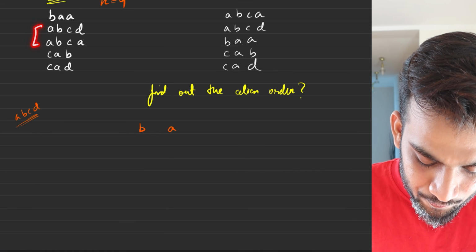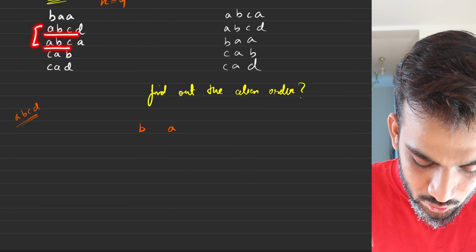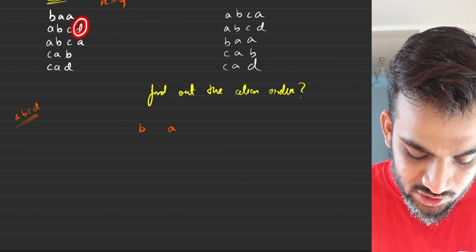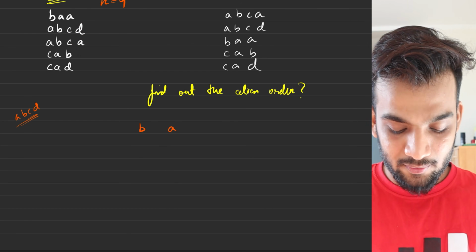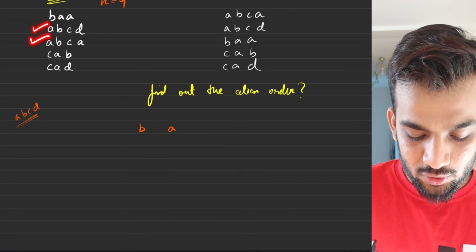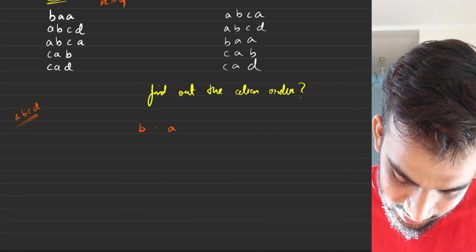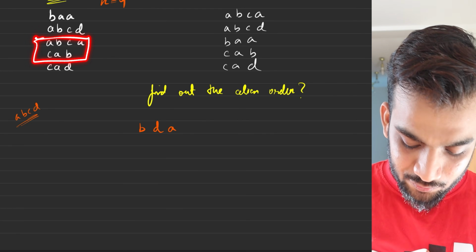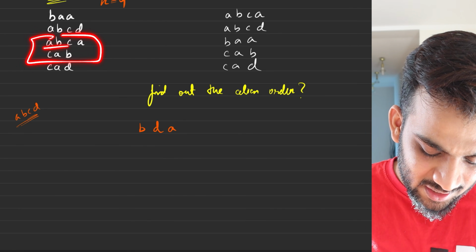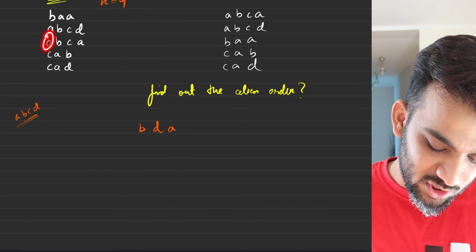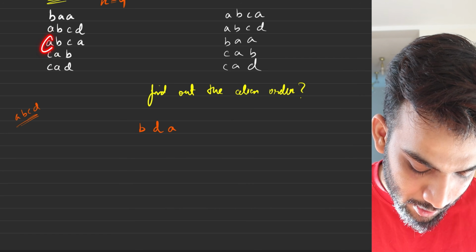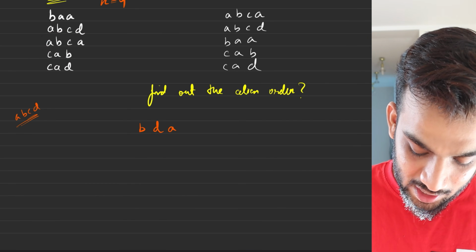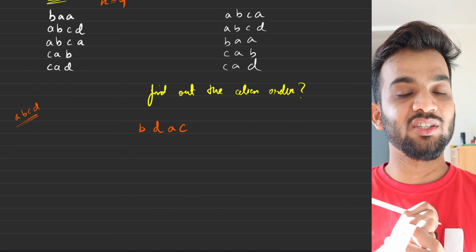If I compare these two, ABCD and ABC, these three letters are equal. So D appears before A. Can I say D appears before A in the alien order? Thereby, this string appears before this. So D appears before A, and you can definitely write D over here, right? Now let's compare these two things. If you carefully see these two, ABCA and CAB, A appears before C. Thereby, ABCA appears before CAB. So A appears before C, and I can put in C over here.